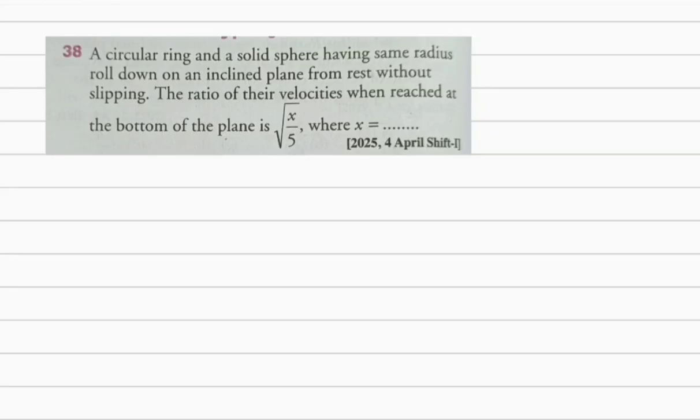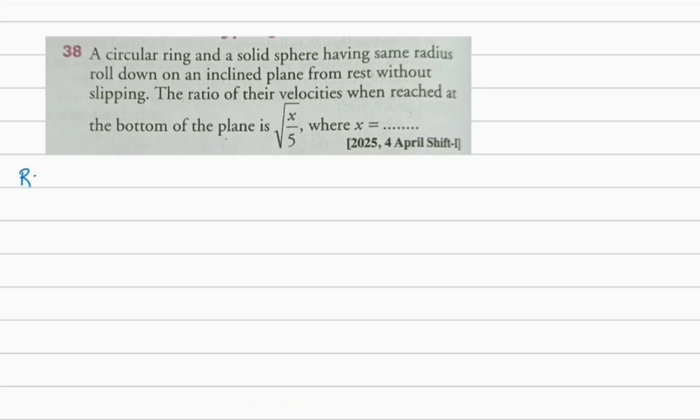Next question now. A circular ring and a solid sphere having the same radius roll down on an inclined plane from rest without slipping. The ratio of their velocities when reached at the bottom of the plane is under root of x by phi, where the value of x is question mark. This question came in 4th April shift 1, 2025 examination. Students, I think this is a formula based question. जल्दी से सॉल्व हो जाएगा आप लोगों से.